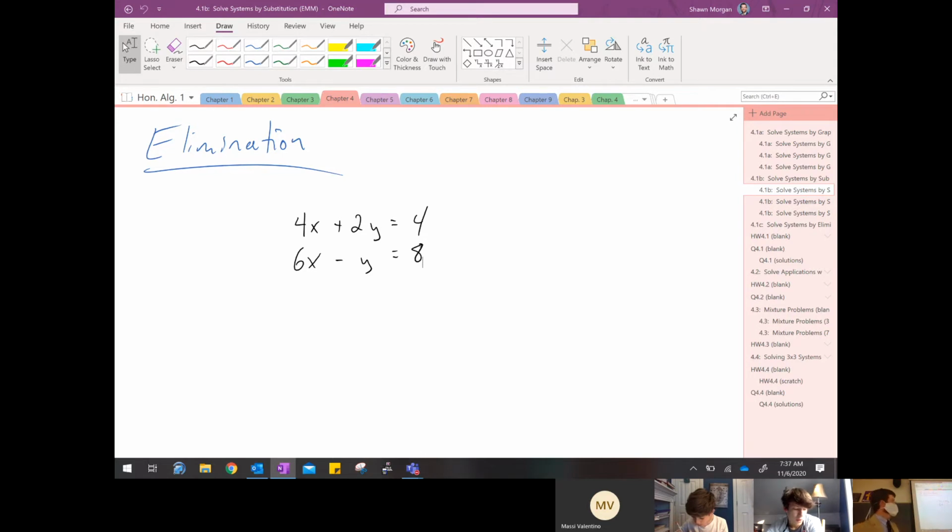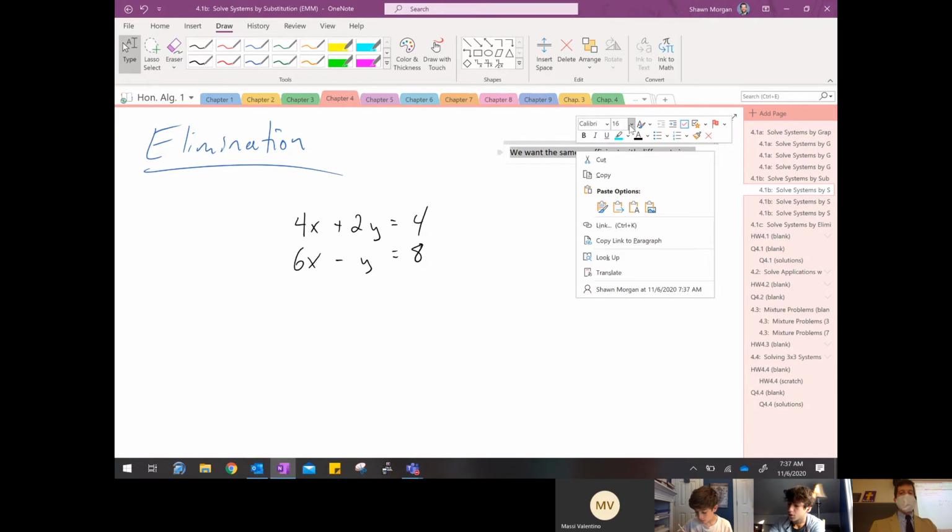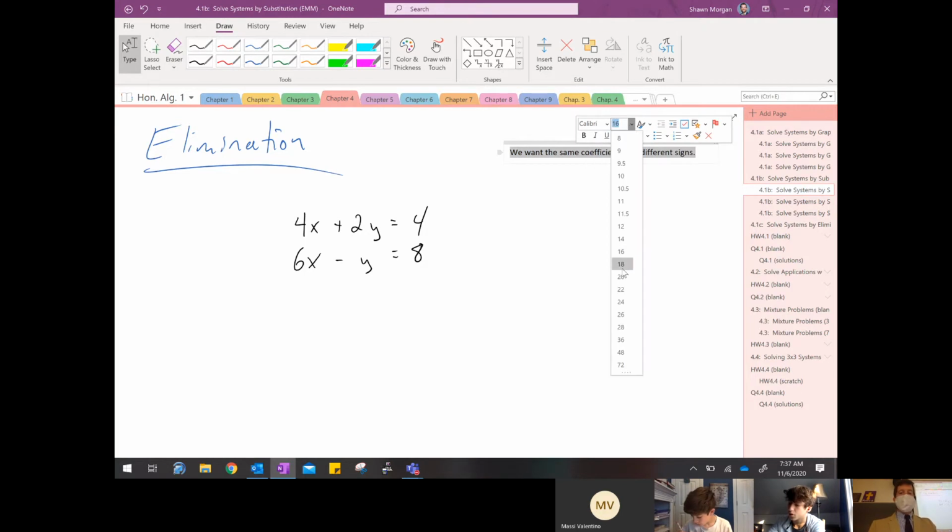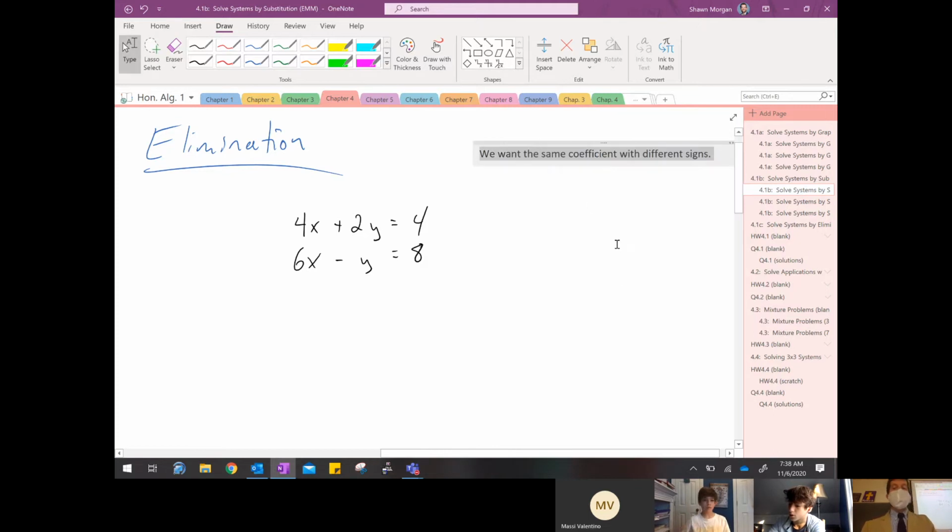All right, so we're going to look ahead and think to ourselves, which of these variables could I get to have the same coefficient but with different signs? I'll type that up because that's sometimes hard to remember. We want the same coefficient with different signs. What that means is that if I have a 7x, I want a negative 7x on the other equation. If I have a 10y, I want a negative 10y on the other equation.